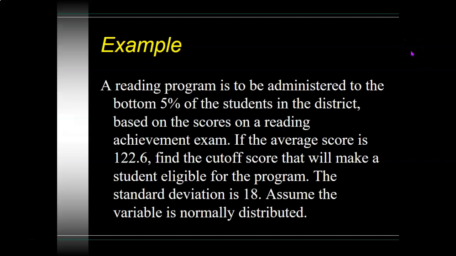Okay, let's try one more example. A reading program is to be administered to the bottom 5% of the students in the district based on the scores on a reading achievement exam. If the average score is 122.6, find the cutoff score that will make a student eligible for the program. The standard deviation is 18. Assume the variable is normally distributed.